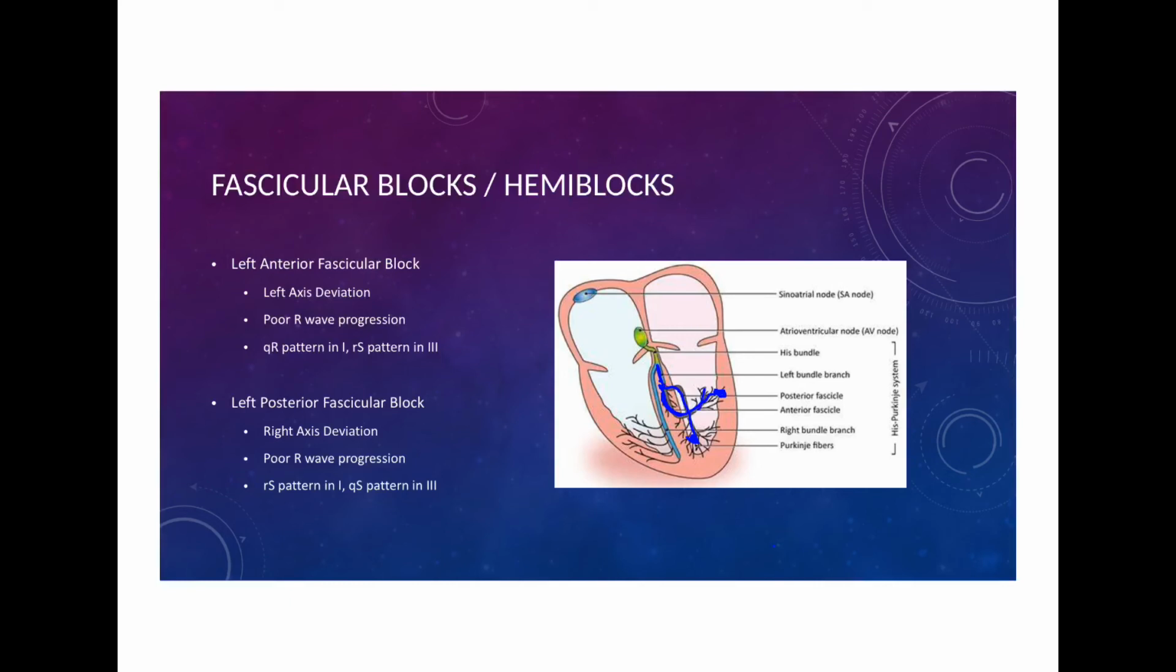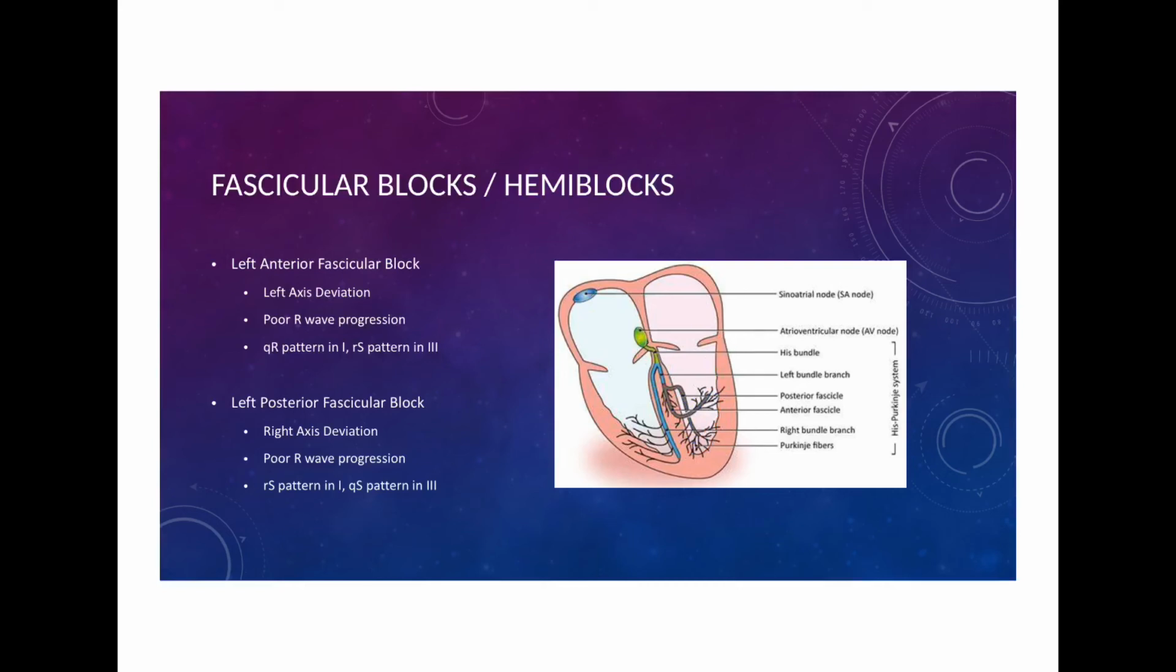Now, if you imagine blocking the anterior fascicle, only the posterior fascicle is free to depolarize the left ventricle. So it's going to start from here and start depolarizing the ventricle in this direction. And if you think of where the axis of the heart is, instead of depolarizing the heart in this direction, it's mostly getting depolarized in this direction, which corresponds to a left axis deviation, which is one of the biggest features of a left anterior fascicular block.